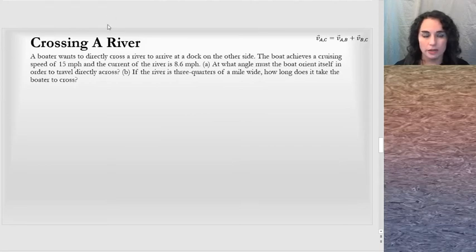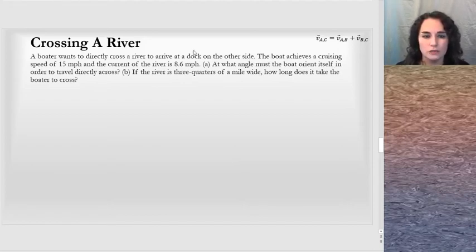Crossing a river, another river problem, and now we're crossing it. We're not going along the river, we're crossing against the river. So you can imagine that current affecting the motion differently. A boater wants to directly cross a river to arrive at a dock on the other side, and this is a problem that you will typically see in textbooks and on national standardized exams.